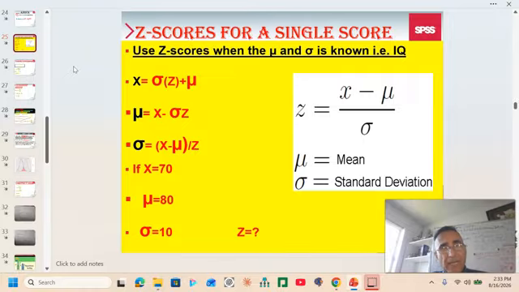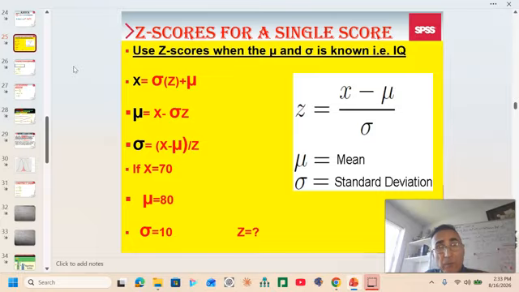There are 2 different types of z-scores. One that we're going to, right there you see, is for a single score. It simply tells us where we stand in a crowd. If I say your IQ is 130, what does that mean? Z-score tells us. Z-score is a standardized score. IQ is a standardized score.